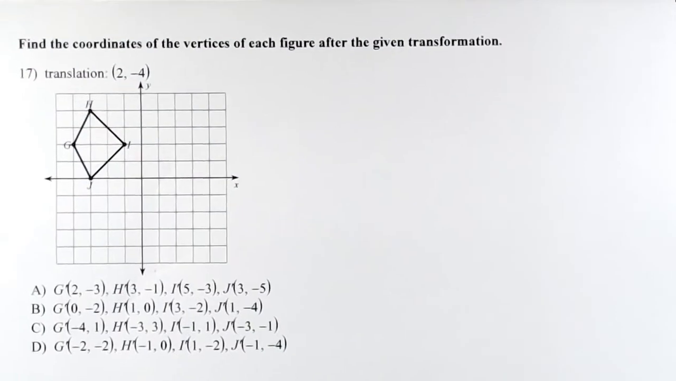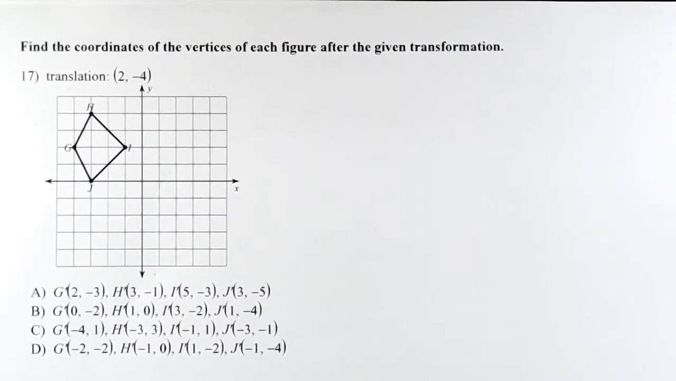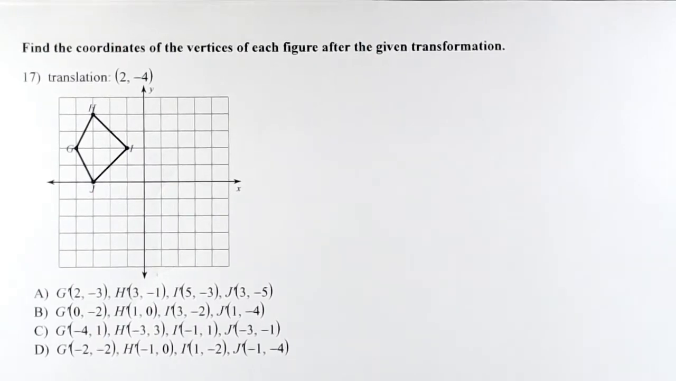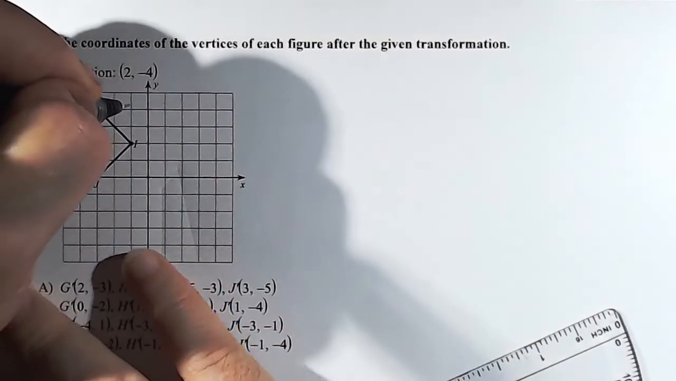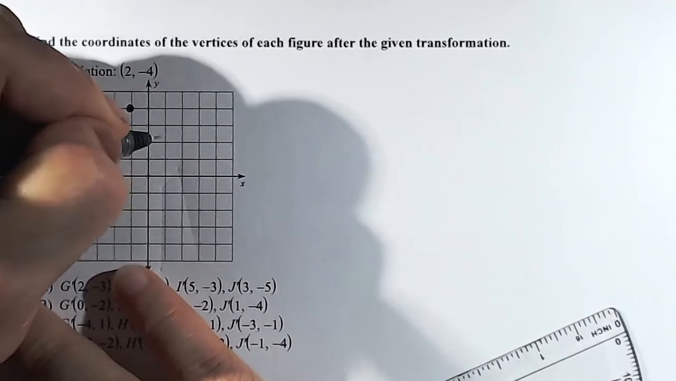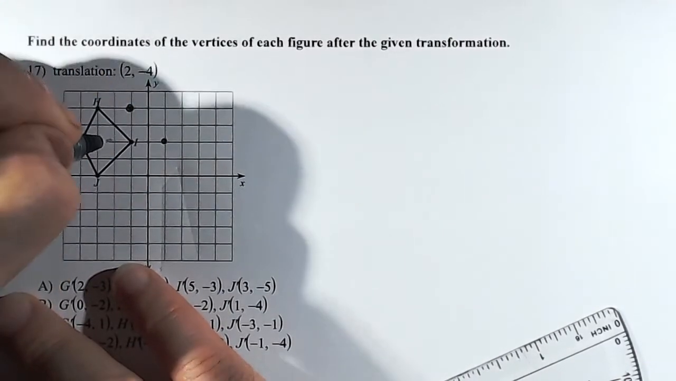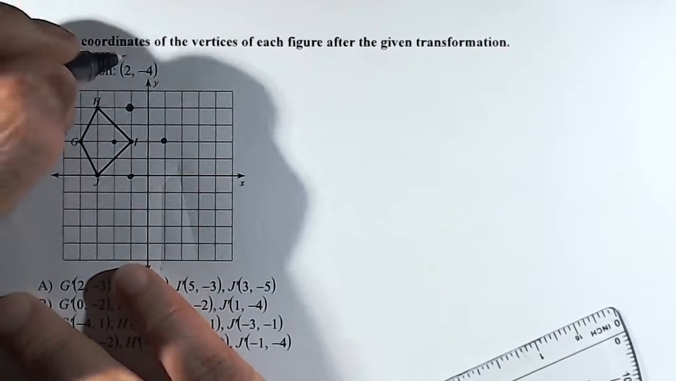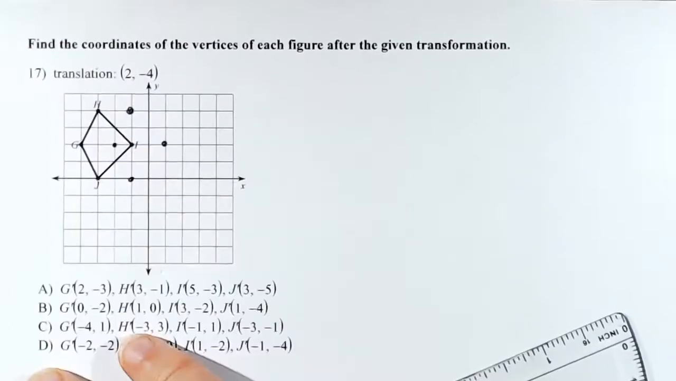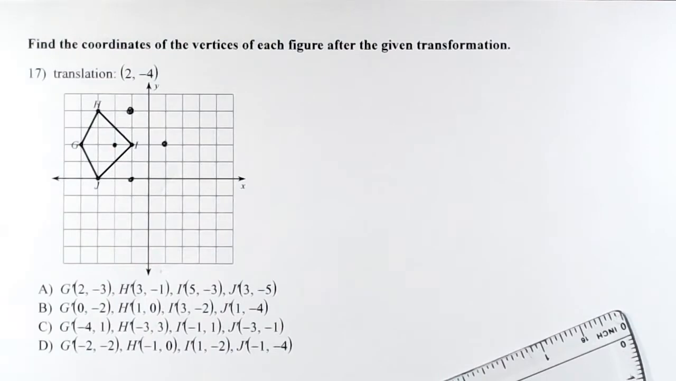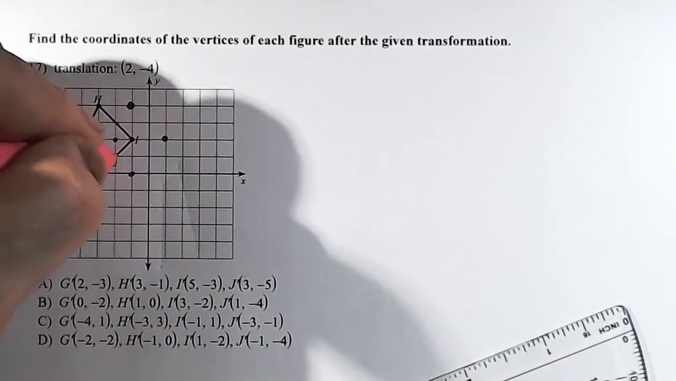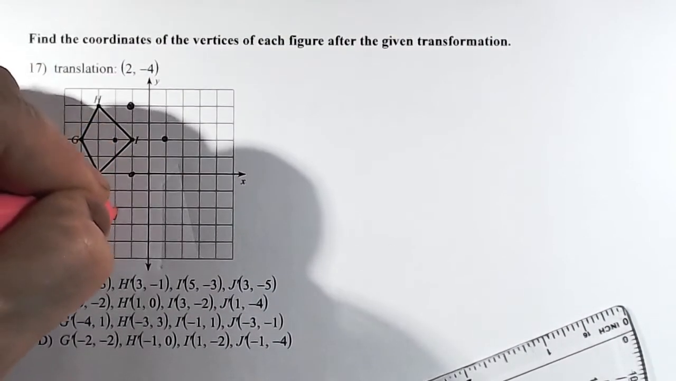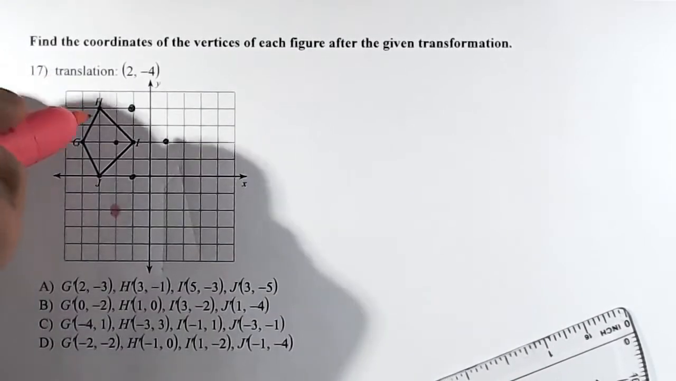Number 17. Translate to the right 2 and then down 4. Horizontal, vertical. Remember that translation rule. So I'll just plot it out. Over 2, over 2, over 2, over 2, and then I'm going to go down 4 with each point, okay? So let me use a different color for this. I'm going to go down 1, 2, 3, 4. So there's my final point for G.